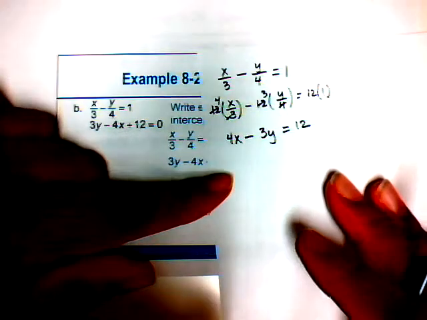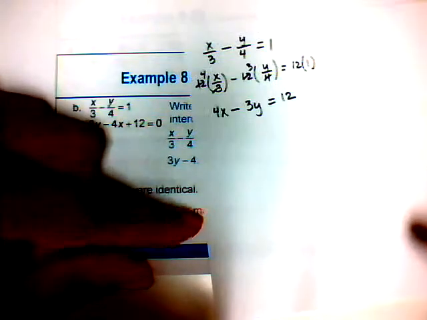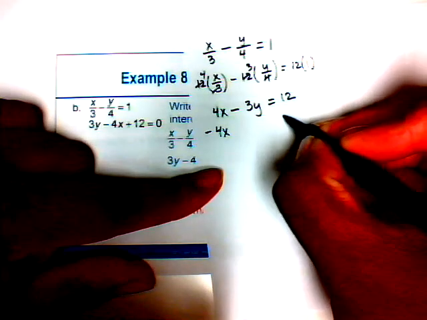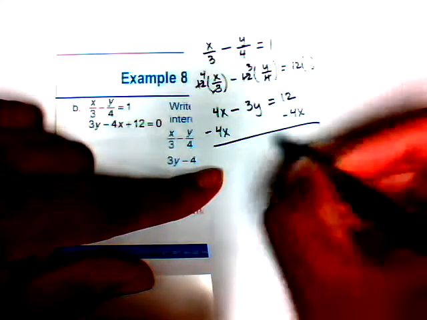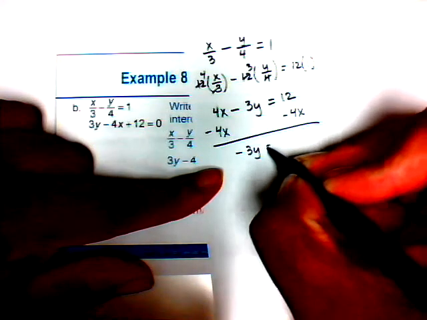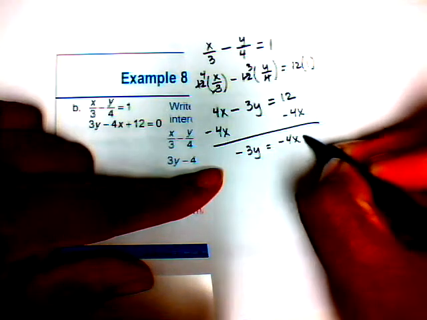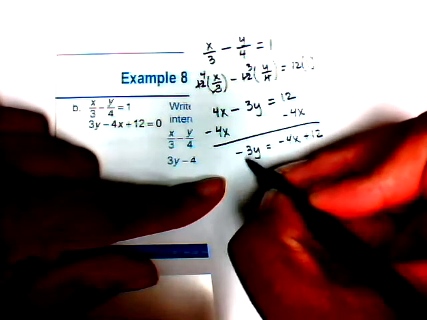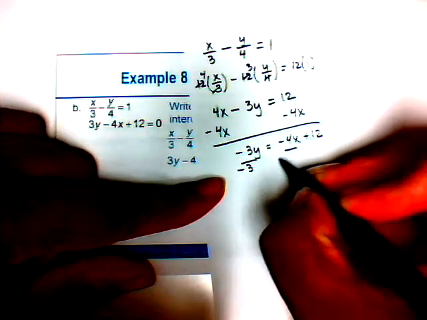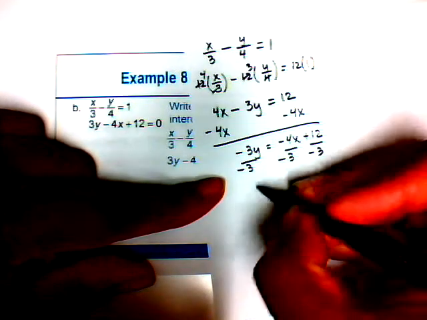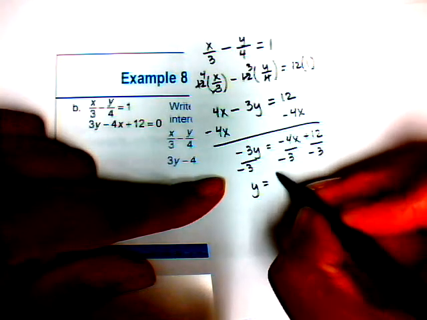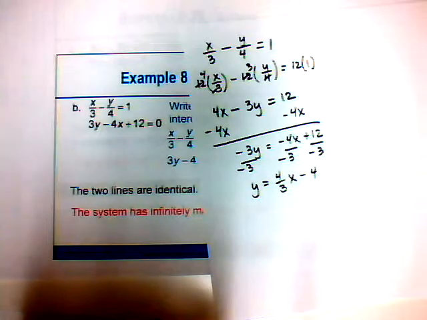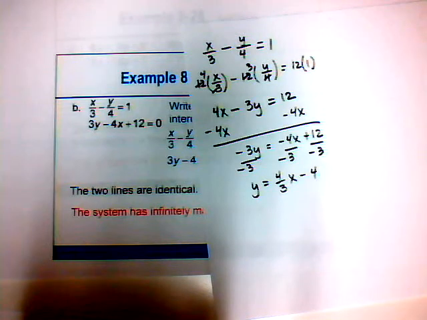Okay. Now, we want to get y by itself. Let's subtract 4x on both sides. So now you've got negative 3y is equal to negative 4x plus 12. And then divide both sides by negative 3. We'll divide each and every term by negative 3. So now you've got y is equal to positive 4/3 x minus 4. So that's your equation in slope-intercept form.